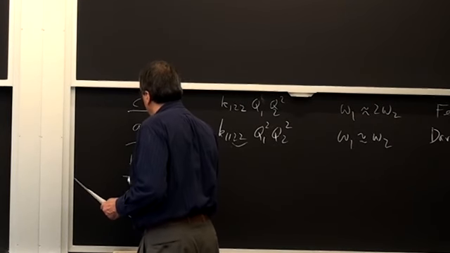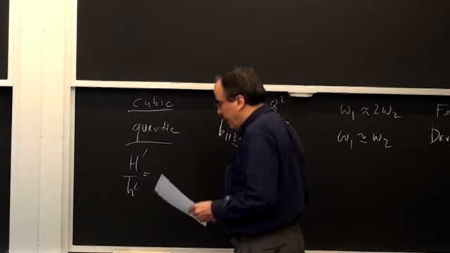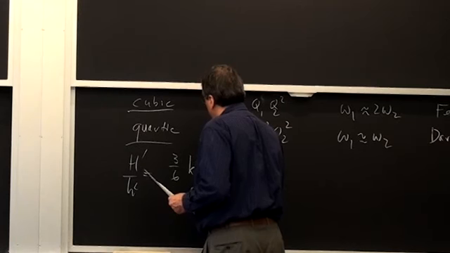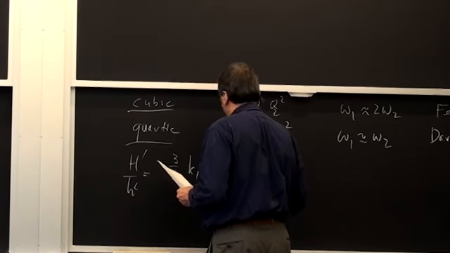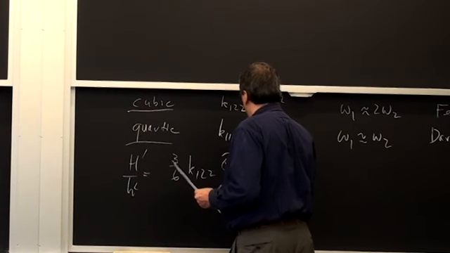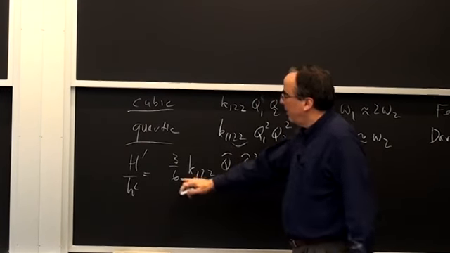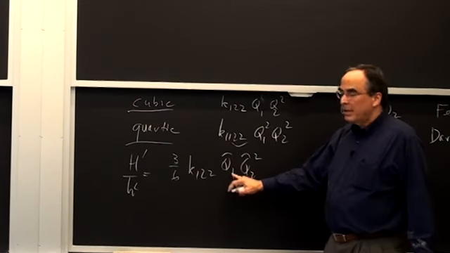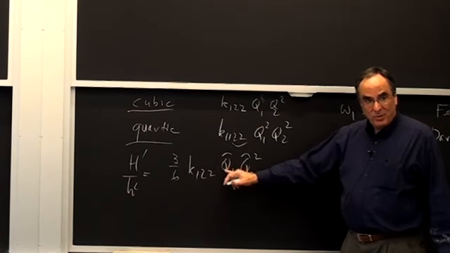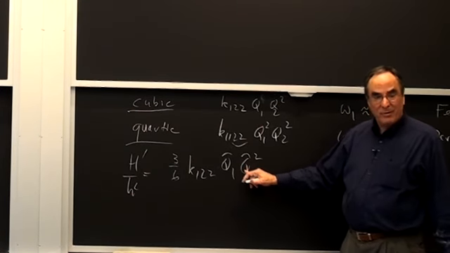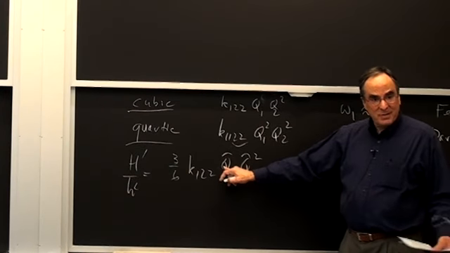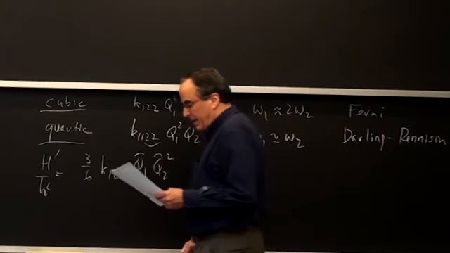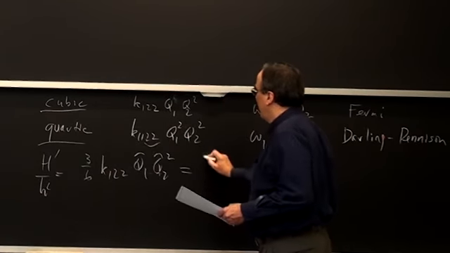Okay, so for the cubic, we would write the coupling term as 3/6 K122 Q1 Q2 squared. Now, we had the 6 because it was a cubic term, and we have the 3 because we can have modes 1 and 2 in any of 3 different orders. We can put the unique term first, second, or third, and so that gives us the 6, 3/6. And so that's 1/2.